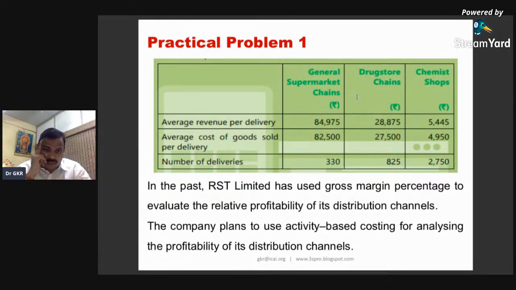distribution channels. From that itself, you can find the gross margin: revenue minus cost of goods sold is your gross profit. Selling price minus cost of goods sold, so you get gross margin. The company plans to use ABC, activity-based costing. Activity-based costing is only for absorption of the overheads, for analyzing the profitability of its distribution channels.